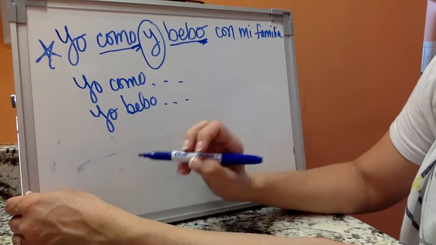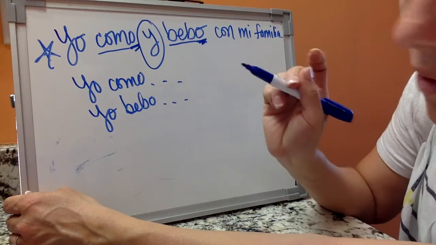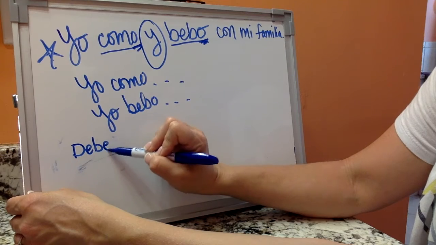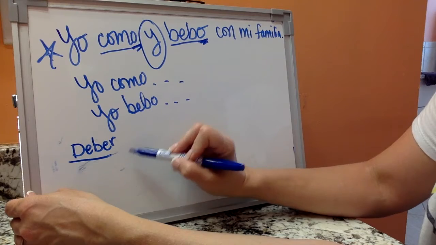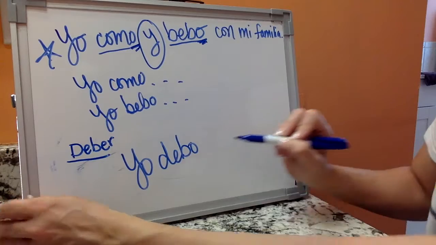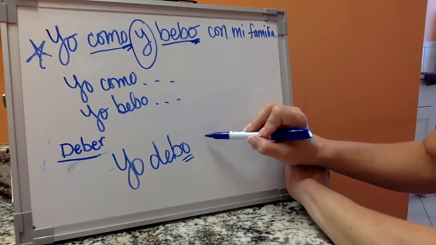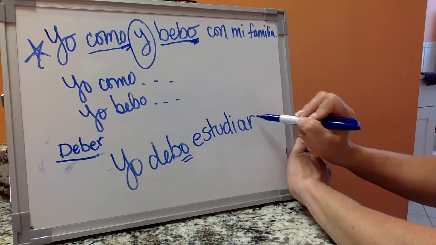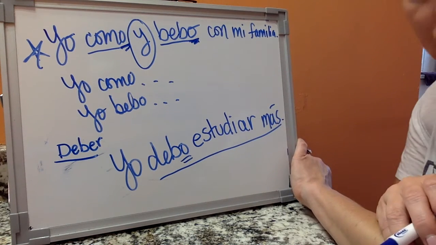Okay, now there's another thing that I want you to be very clear about. Sometimes you have to say, for example, I should study more, okay? So, deber, this is one that for some reason students tend to forget. Deber means to ought or should, or must. So yo debo, I'm conjugating this verb, and then my next verb stays in the infinitive. Yo debo estudiar más.